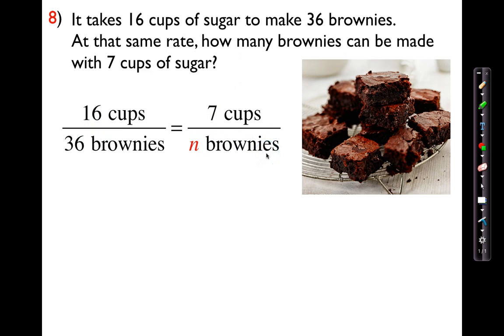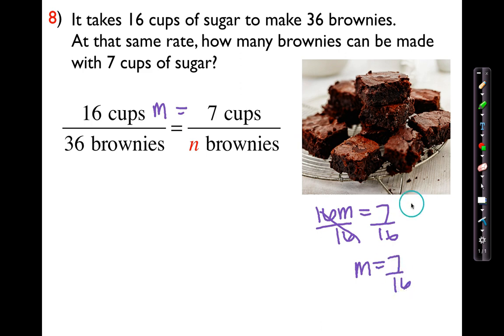So what do you do here? This way we are moving towards the right, so we're going to go ahead and say 16 times a multiplier, m, is going to equal 7. So let's figure out what that multiplier is going to be. We're going to divide both sides by 16, and we're going to be left with m equals 7/16. So that is what I'm going to claim as the multiplier.